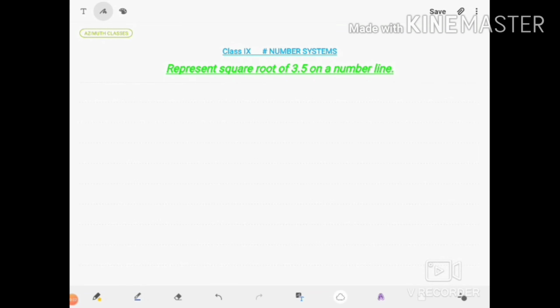Hello students, today we are going to learn how to represent square root of 3.5 on a number line, and for this we are going to follow a few simple steps.